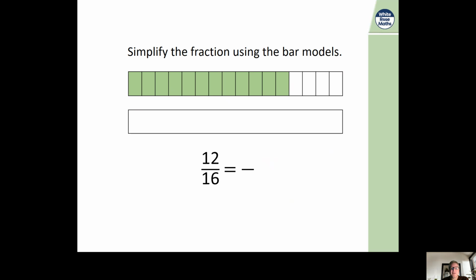Simplify the fraction using the bar models. Pause the video and have a think. So we have a strip here and a strip here. They're both of equal length. How many in total? 16. Have a check. How many are highlighted? 1, 2, 3, 4, 5, 6, 7, 8, 9, 10, 11, 12. There we go.